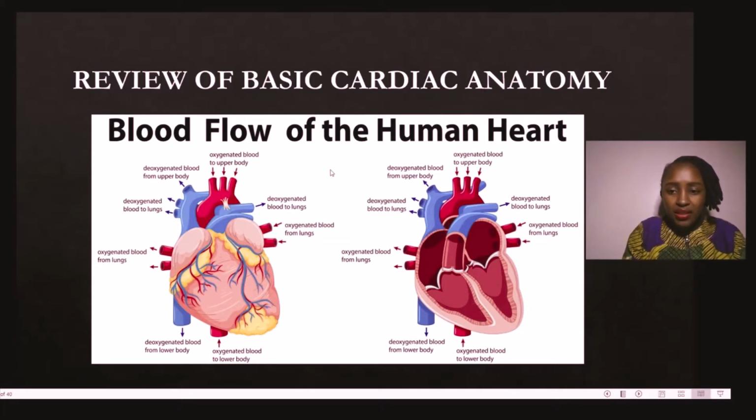Once it gets to the lungs, it is oxygenated and then comes back into the heart through the left atrium. The left atrium will pump it through to the left ventricle, and then it is pumped out through the aorta to the rest of the body. So basically, it is just about the way the blood will flow through the heart chambers, in and out to the lungs and to the rest of the body, and then it comes back to the heart.